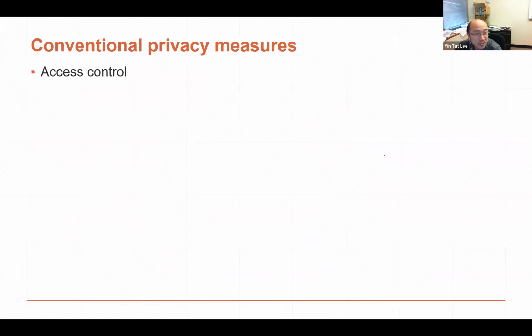And conventionally, people use different ad hoc approaches to protect privacy. For example, you can control who can access the data. You can control what kind of purpose people can use the data for. For example, in government, like the census, they can control, for example, that only researchers can read the information in detail. Or for example, for medical data, they can only release it to researchers.